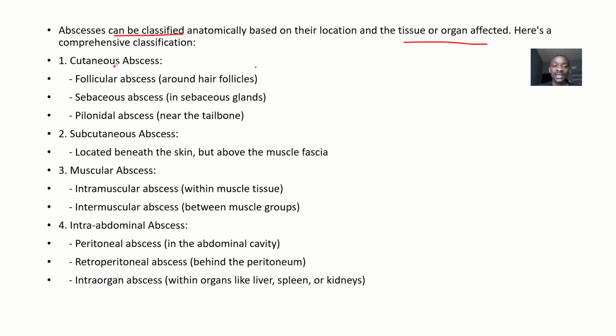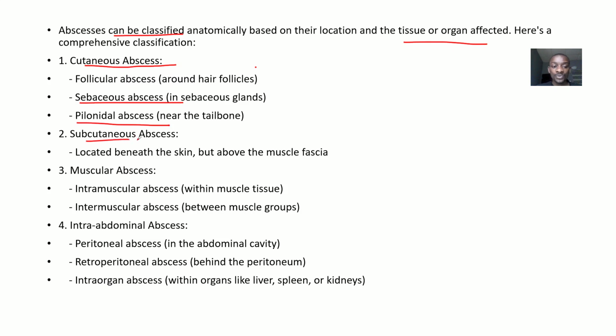Abscesses could form in the skin. That's cutaneous abscess. Examples of cutaneous abscess are the follicular abscess, which is around the hair follicles, or you could say abscesses due to folliculitis. The sebaceous abscess is in the sebaceous glands. There's the pilonidal abscess, which is near the tailbone.